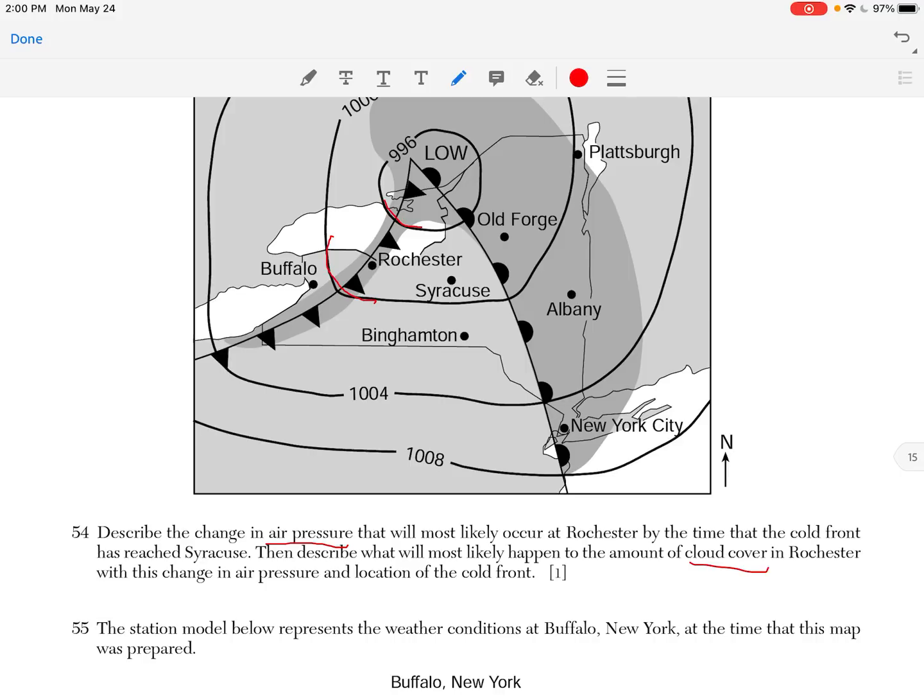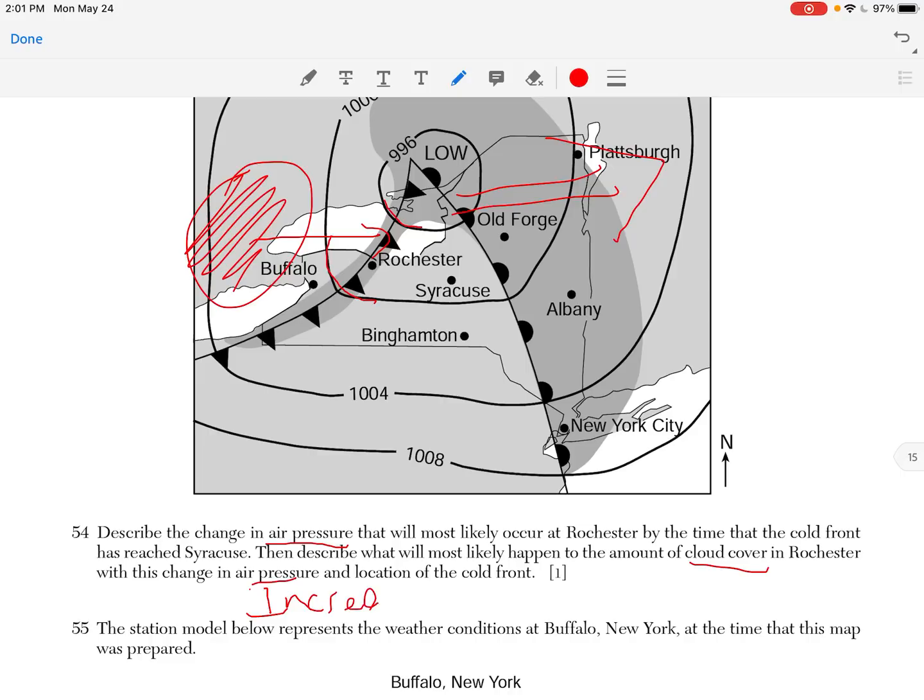So if this whole entire system moves like all weather systems do, we would expect the entire thing to move off to the east, and therefore the center of this low will be over here near Plattsburgh, and everything will shift. That means that the pressure will probably rise because whatever is over here in this area is going to come towards Rochester. And so we would expect that the pressure should increase. And I'm just going to write that down, that the pressure should go up. Okay, increase pressure. Not a whole lot, but it should go up a little bit.